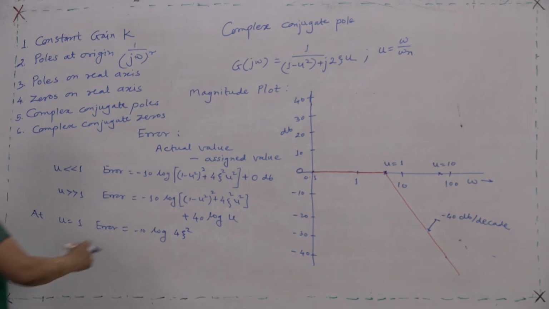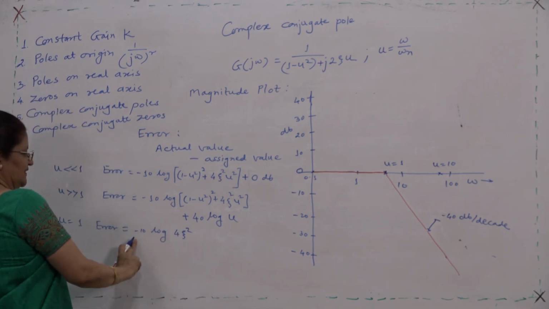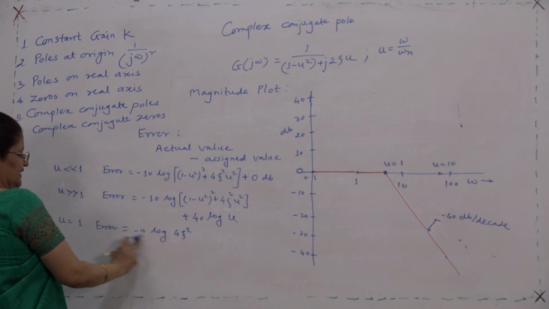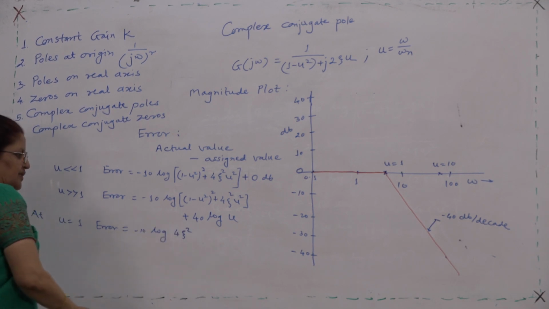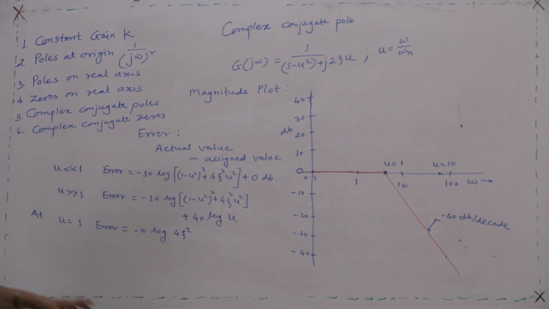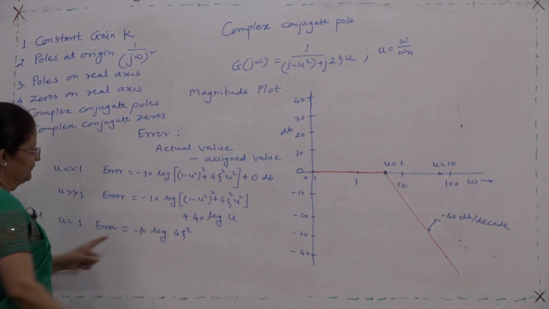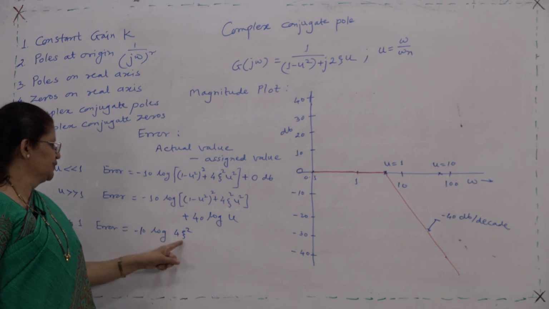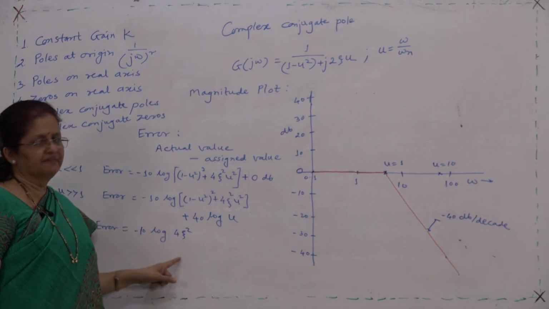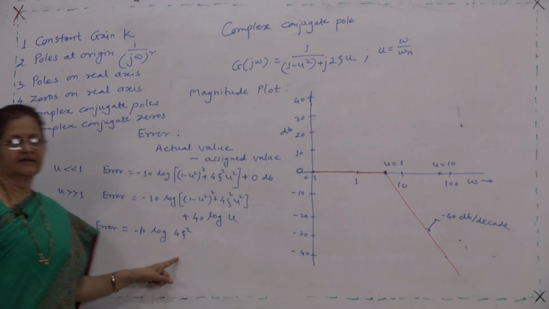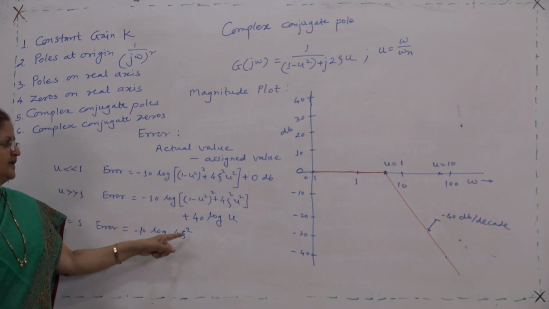Or if I am considering twice zeta square, I will get minus 20 log of 2 zeta. Whatever way you write it, if this is your formula, what does it indicate? It is fully dependent on the damping factor. That is the main thing. It is fully dependent on the damping factor.